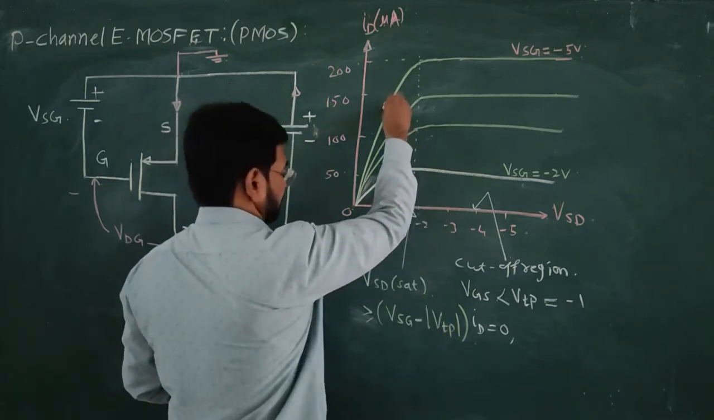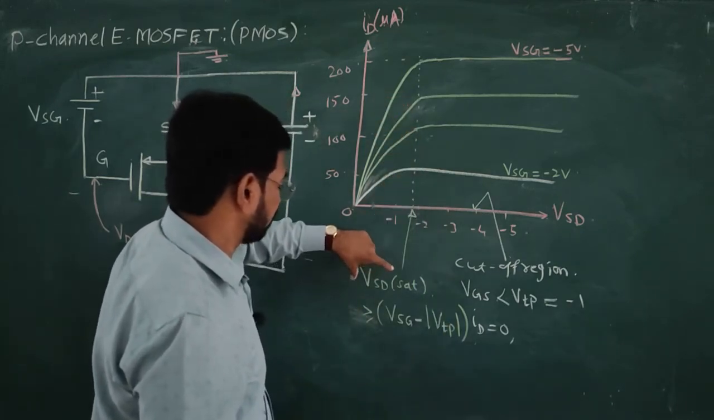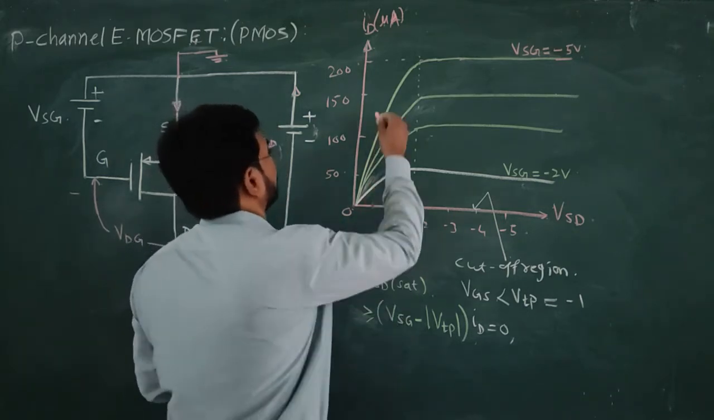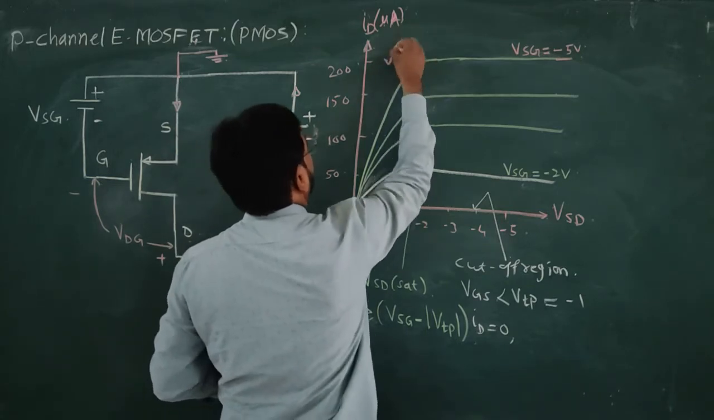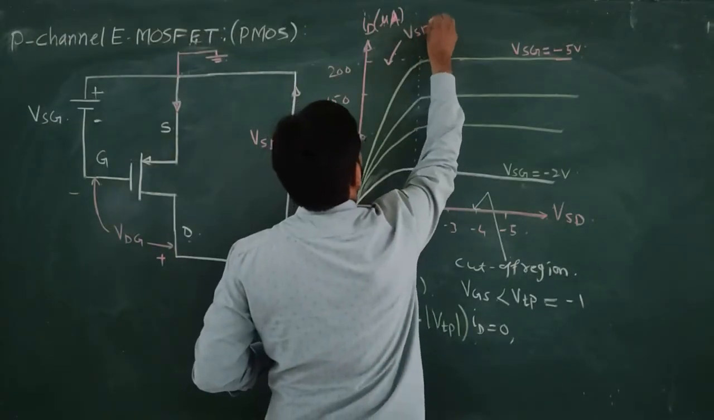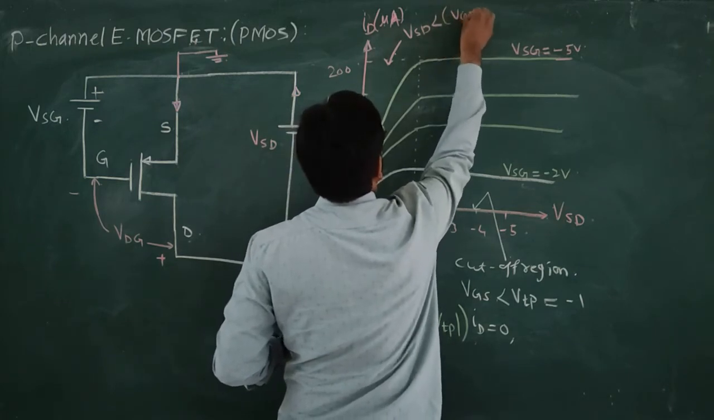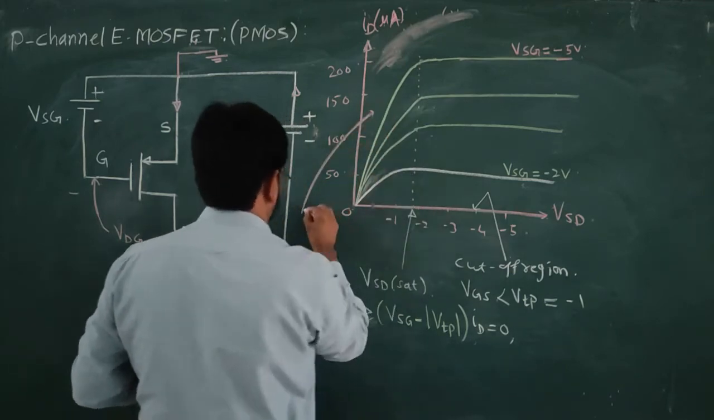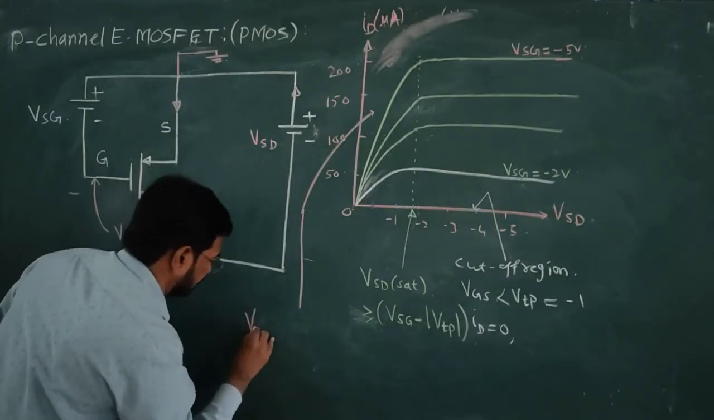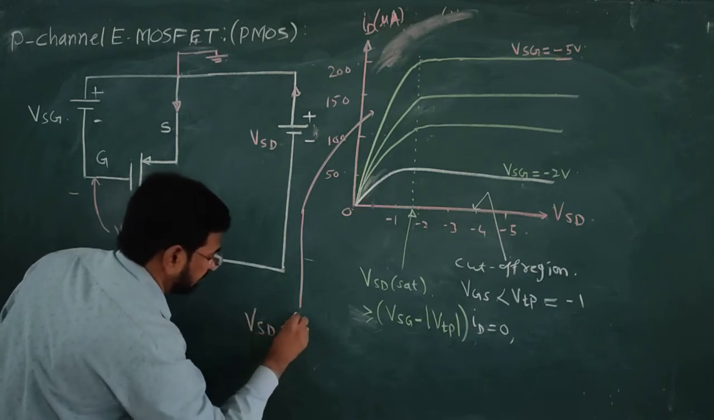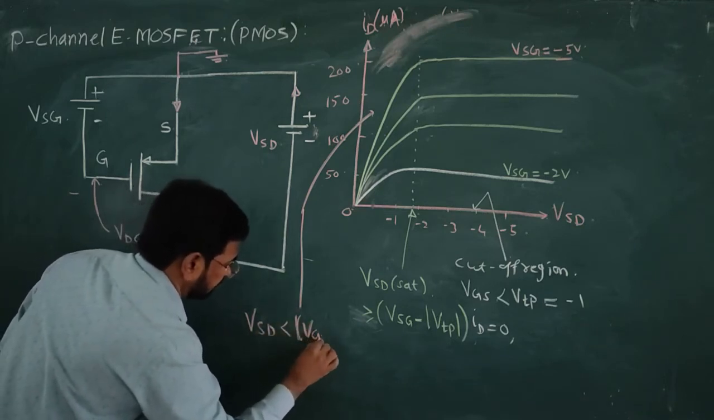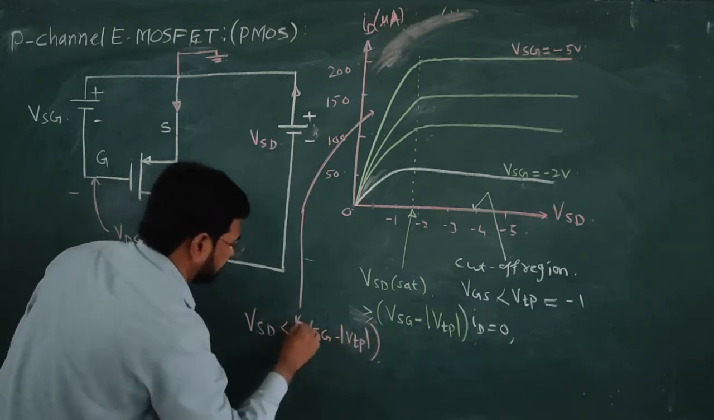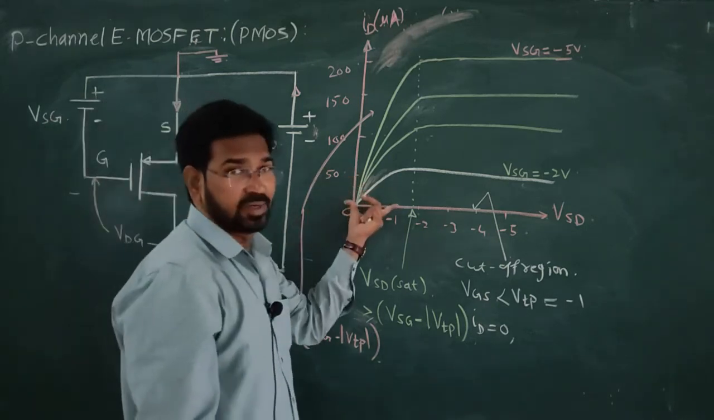Now, what about this region? When the voltage between source and drain, VSD, is less than this voltage, VSG minus mod of VTP, at that time the device works in the triode region.